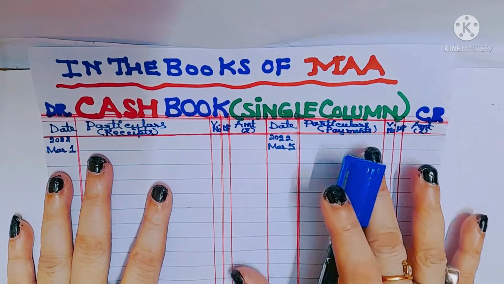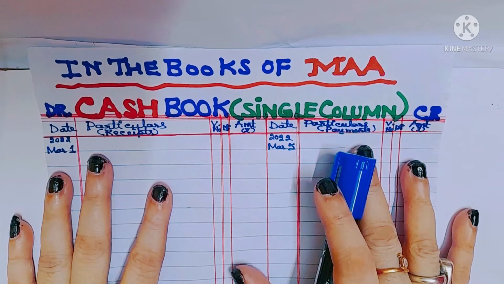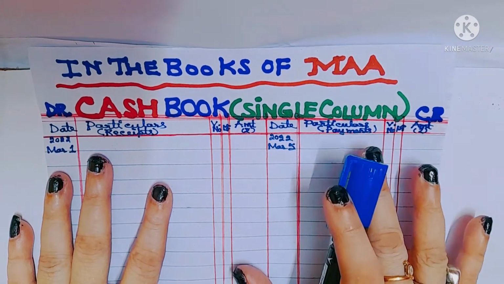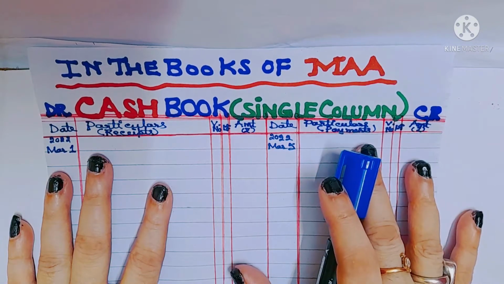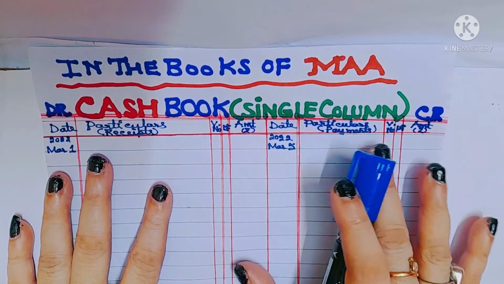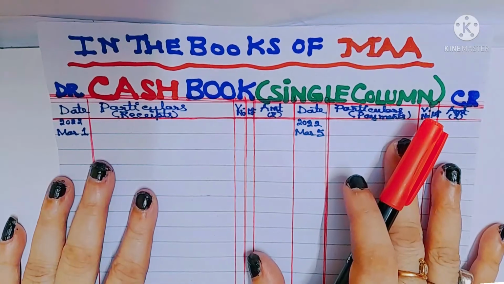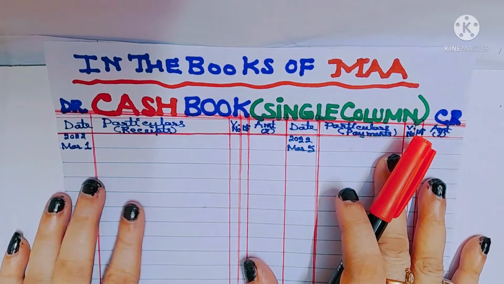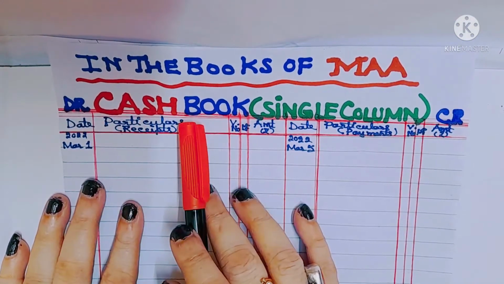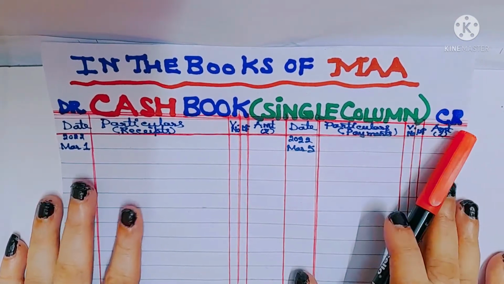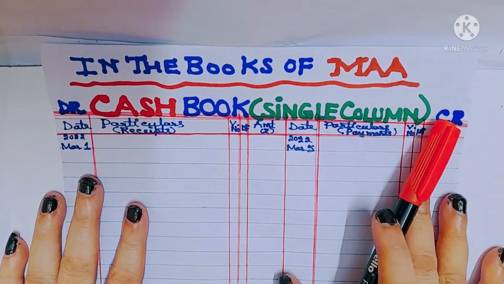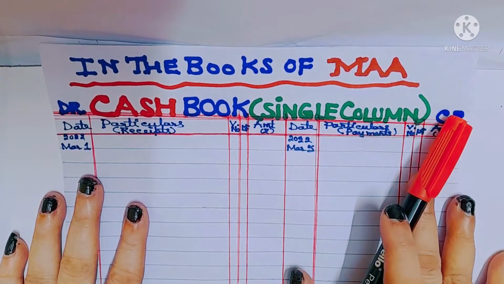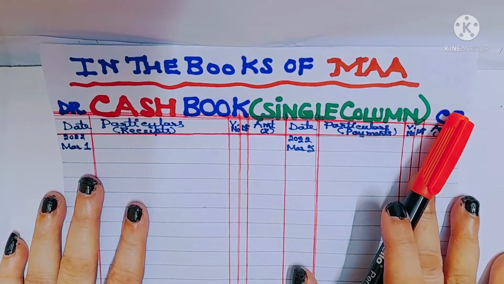In this video, I'm going to discuss how to solve a single column cash book problem. So let's get started. Please remember, a single column cash book only records cash transactions. Cash receipts are recorded on the debit side and cash payments are recorded on the credit side. A single column cash book does not record banking transactions.